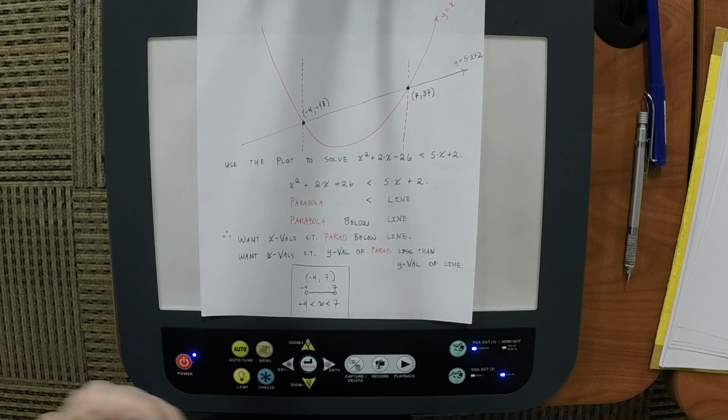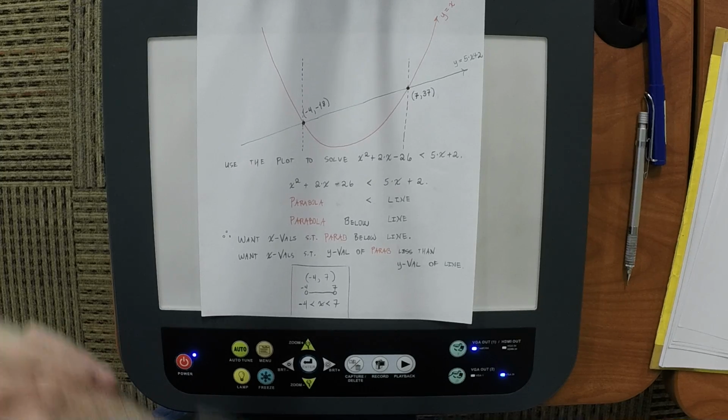In this class, it'll say, use the plot, and the plot will be given.